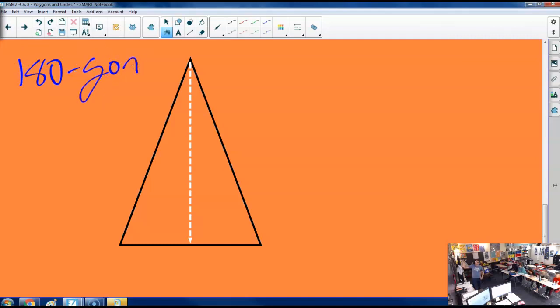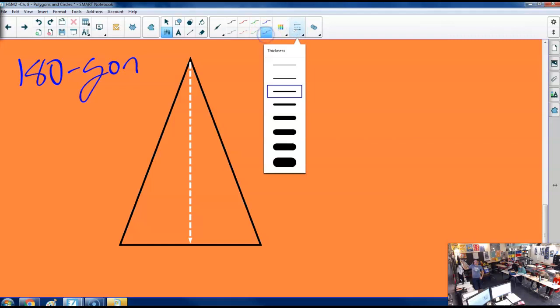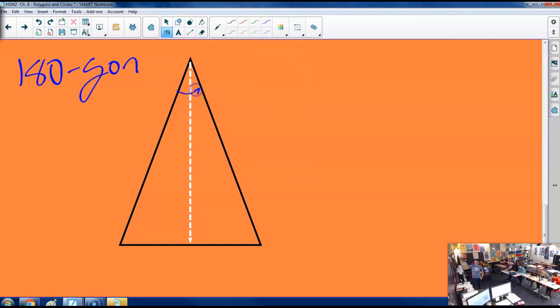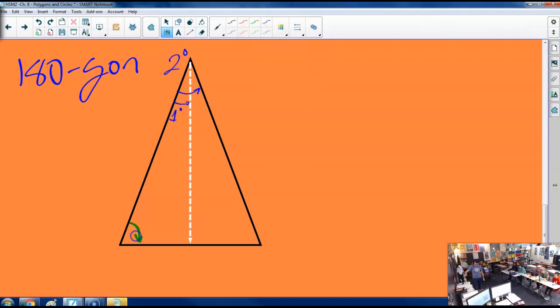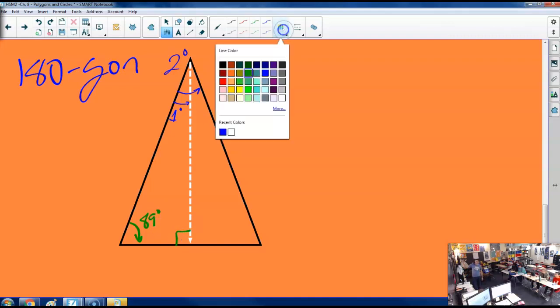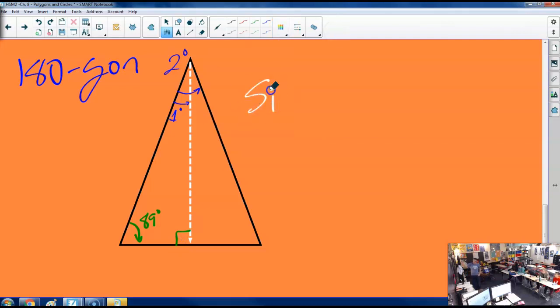So, that really means this peak angle is 2 degrees? Yep. So then this is 1 degree. Wow. And then this is 89 degrees. If it was a 200-gon, what would it be? So for the height, we're going to do sine of 89 equals h over 1, really.